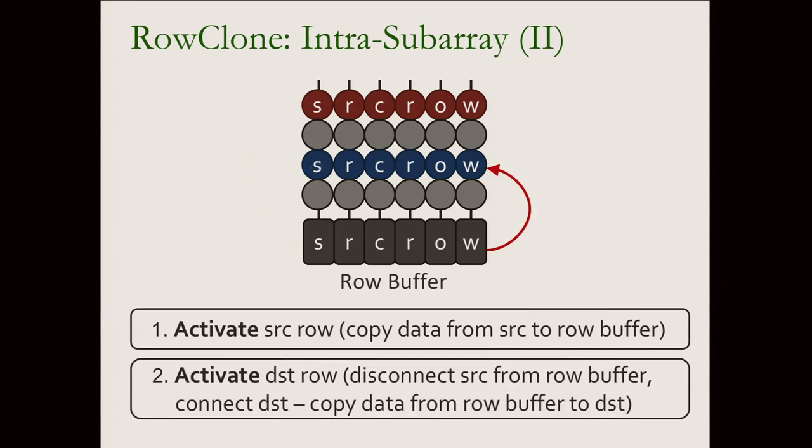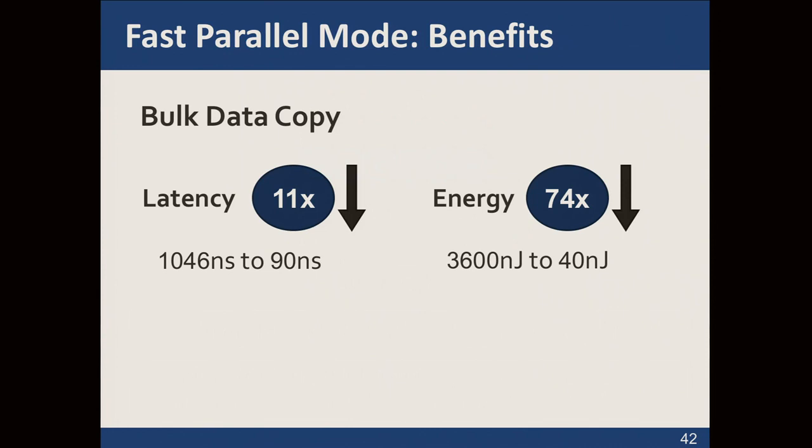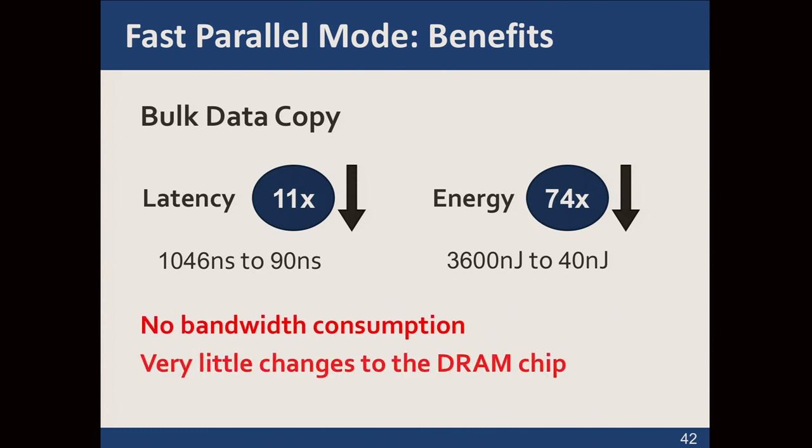Activate the source row and activate the destination row. And this gives you significant benefits. Latency improves, reduces by more than an order of magnitude, and this is memory energy. Memory energy reduces by almost 2 orders of magnitude, between 50x and 100x, 74x in the paper. And there's no bandwidth consumption, and very little changes to the DRAM chip in this case.